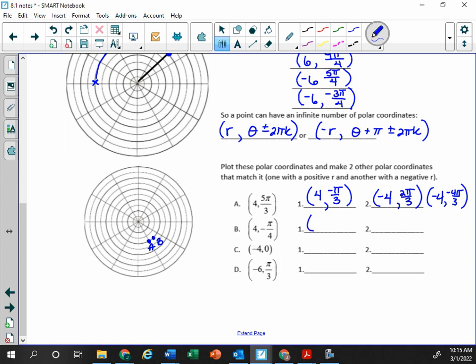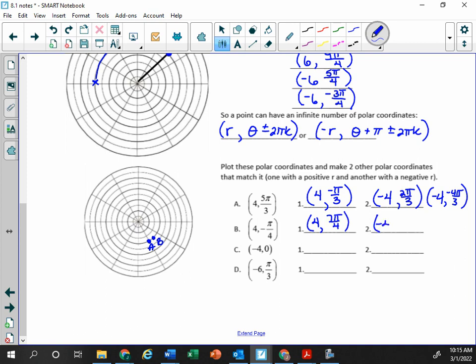All right, so again, sticking with the positive 4, you know it has to be something over 4, one of your angles over 4. What is the fourth quadrant over 4? Yeah, so that's one way to name it, 4, 7 pi over 4.